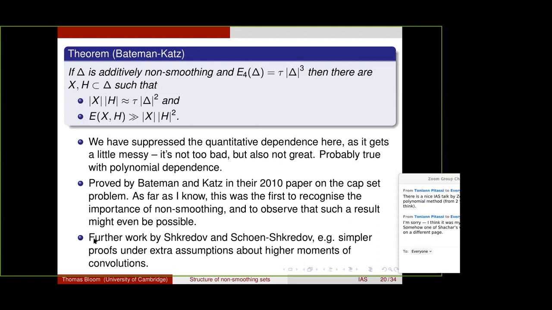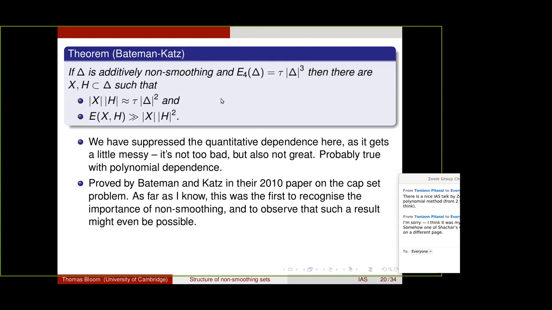Can I ask a question about this? Yeah. So first I will say something and see if it makes sense to you. Freiman-Ruzsa somehow says that if A plus A is not very large, then A plus A is also not very large.